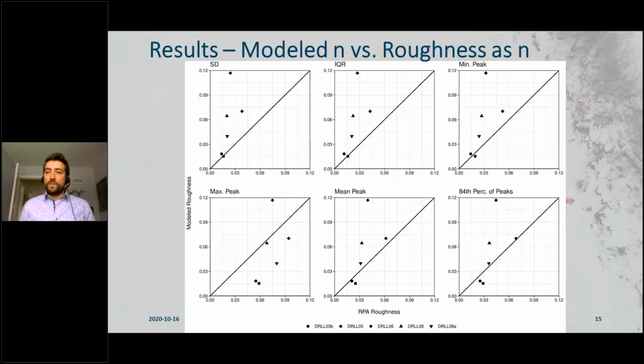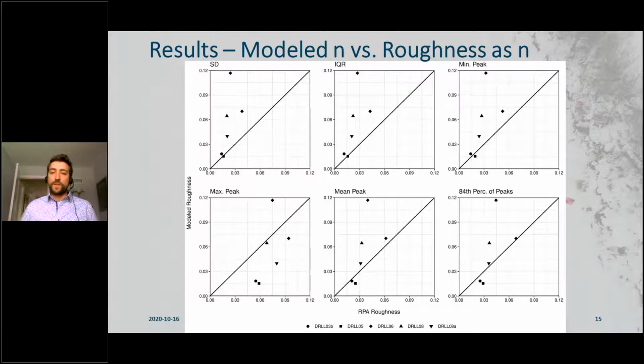So how did this compare between our modeled results and our observed results? I've got here the 6 plots showing the 6 different roughness metrics and a nice one-to-one line where I hope my data will be plotted on. And you can see that it's not quite making it there. There's quite a bit of scatter, but there's also correlation here. So we did see a generally increasing trend where sites that were observed to have a rougher surface ice were also predicted by the model to have a rougher subsurface ice.